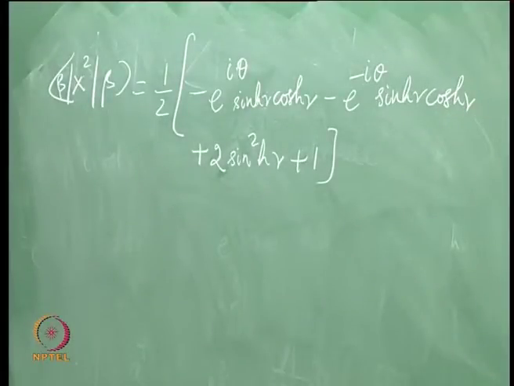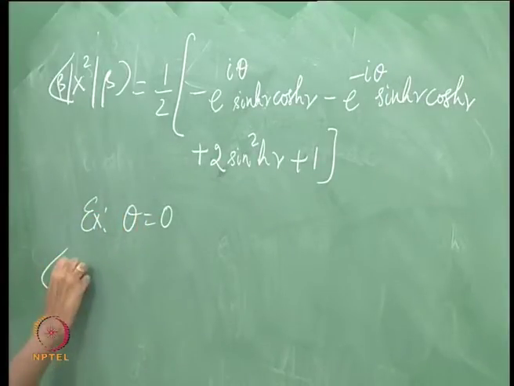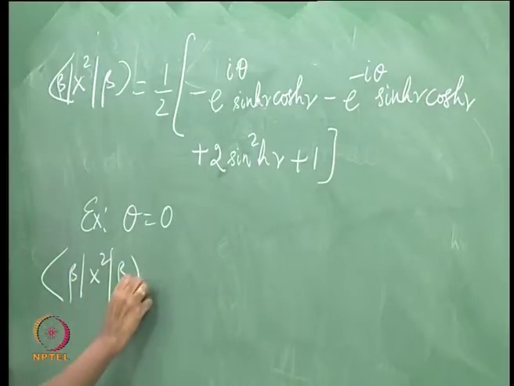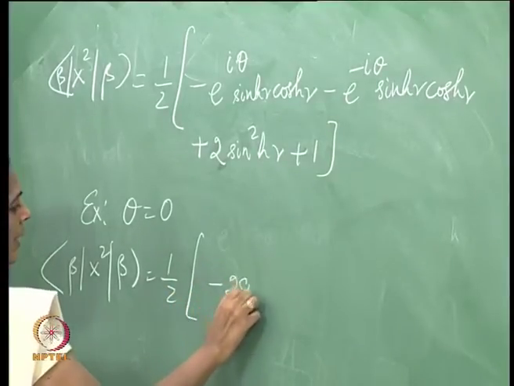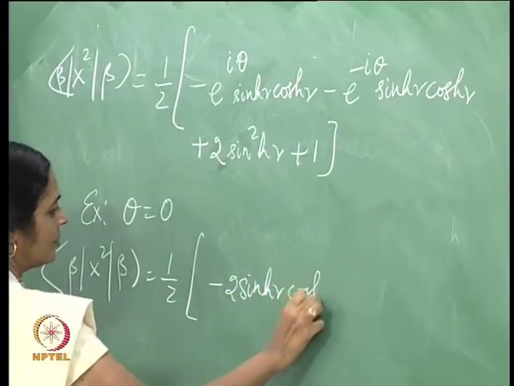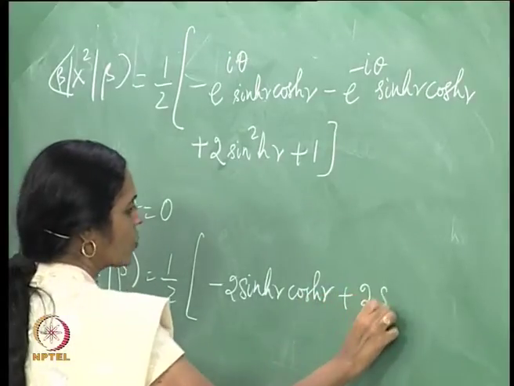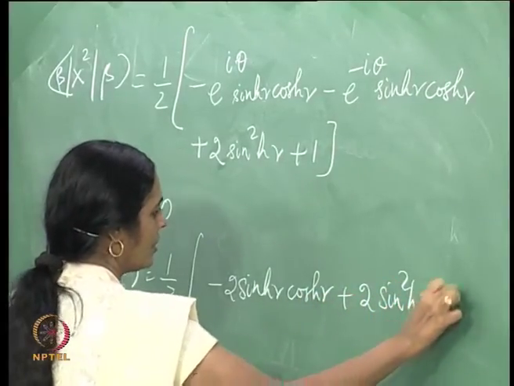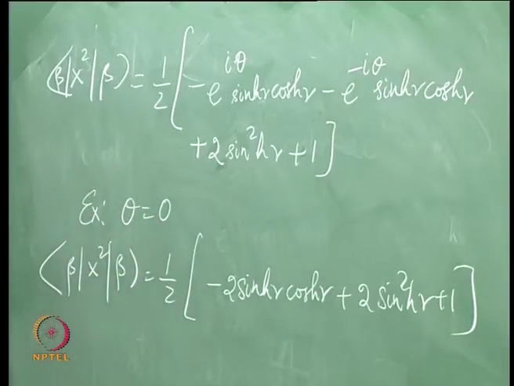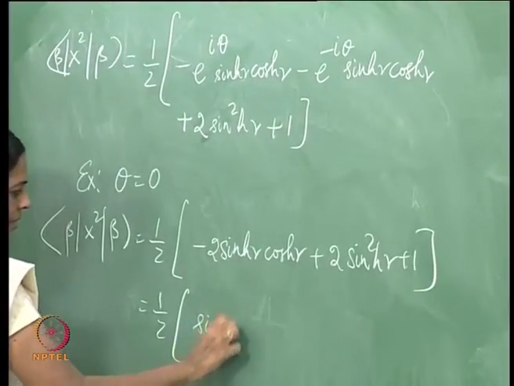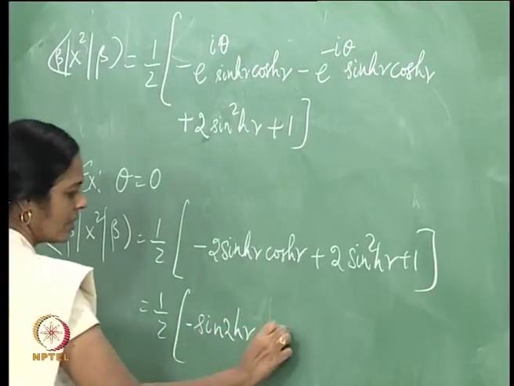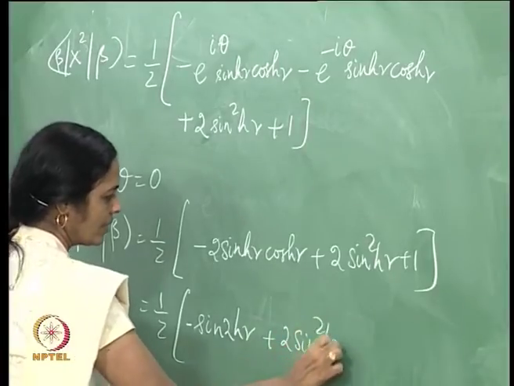Let us set theta equal to 0. For example, theta is a phase, it can take various values. If we set theta equal to 0, that is minus 2 sin hr cos hr plus 2 sin squared hr plus 1, that is half times minus sin 2hr plus 2 sin squared hr plus 1.